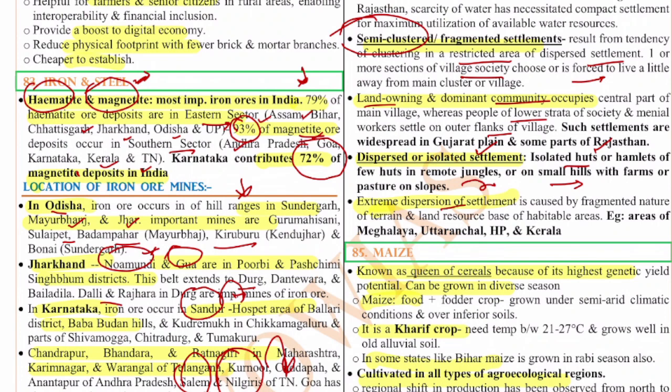Extreme dispersion of settlement is found in the fragmented nature of terrain and land resources, the base of habitable areas, for example Meghalaya, Uttaranchal and so on. In these hilly areas we find this extreme dispersion.